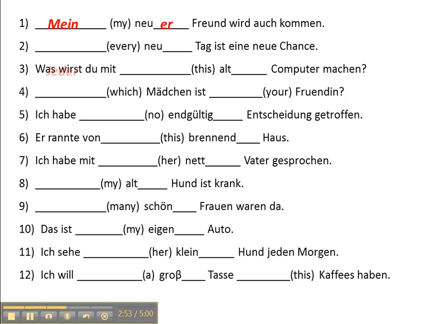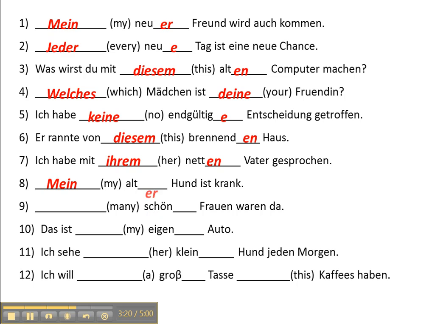Every day, jeder neue Tag ist eine neue Chance. Was wirst du mit diesem alten Computer machen? Welches Mädchen ist deine Freundin? And I have misspelled Freundin there, apologize for that. Ich habe keine endgültige Entscheidung getroffen. Er rannte von diesem brennenden Haus. Ich habe mit ihrem netten Vater gesprochen.